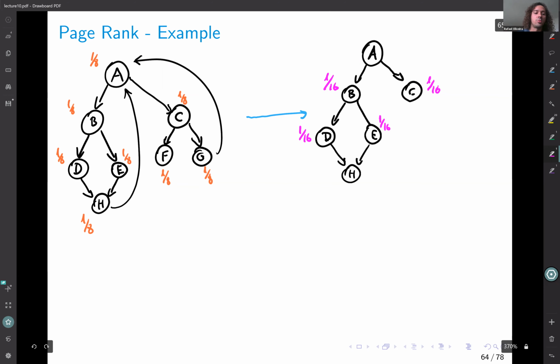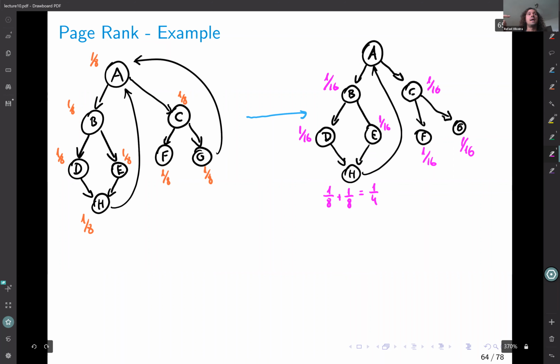So the weight for H here is going to be what? But D only sends weight to H, right? So I'm going to send all my weight, 1 over 8 plus 1 over 8, which is equal to 1 over 4. Correct? And then H is sending weight to A, but we're going to get to A later. And then C sends weight to its two neighbors, which are F and G. And now F and G each will get 1 over 16. 1 over 16.